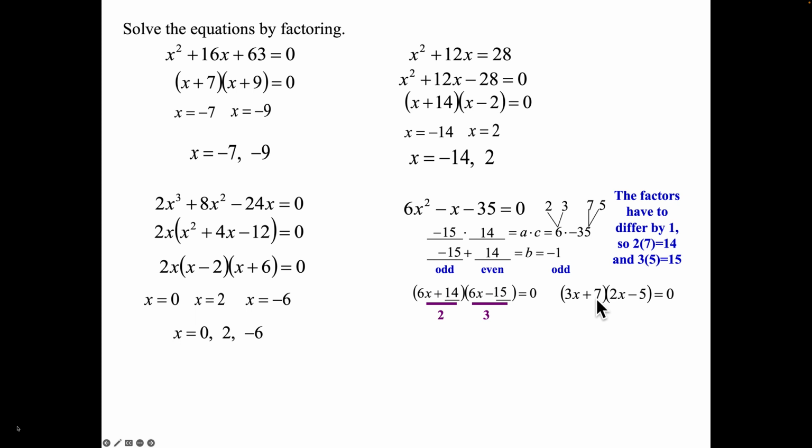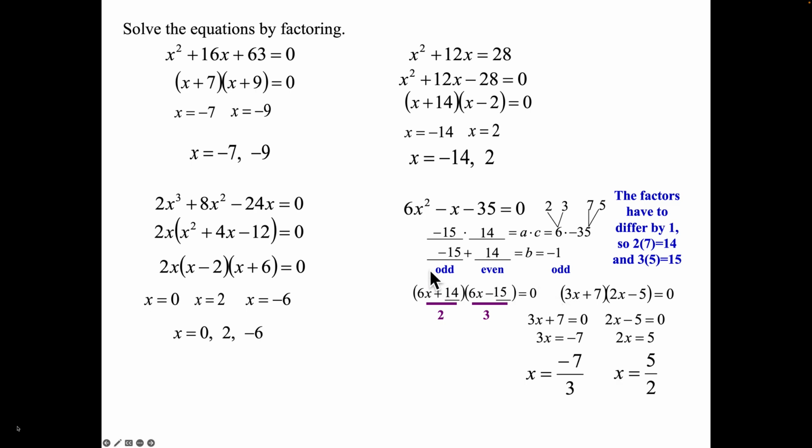Set those both equal to 0. And now we solve. So we'll subtract over the 7, and we'll divide over the 3. 2x minus 5 equals 0. We'll add over the 5. We'll divide by the 2. There's my two answers.